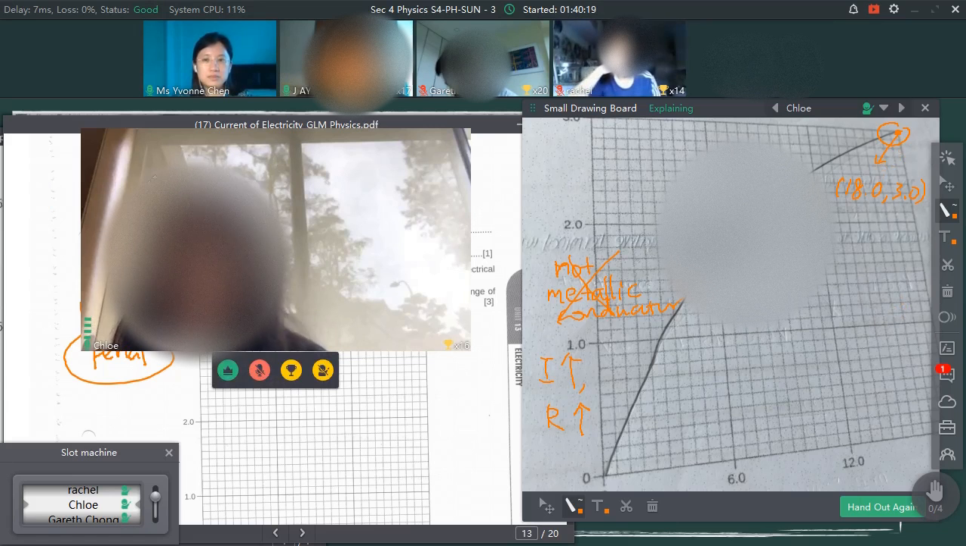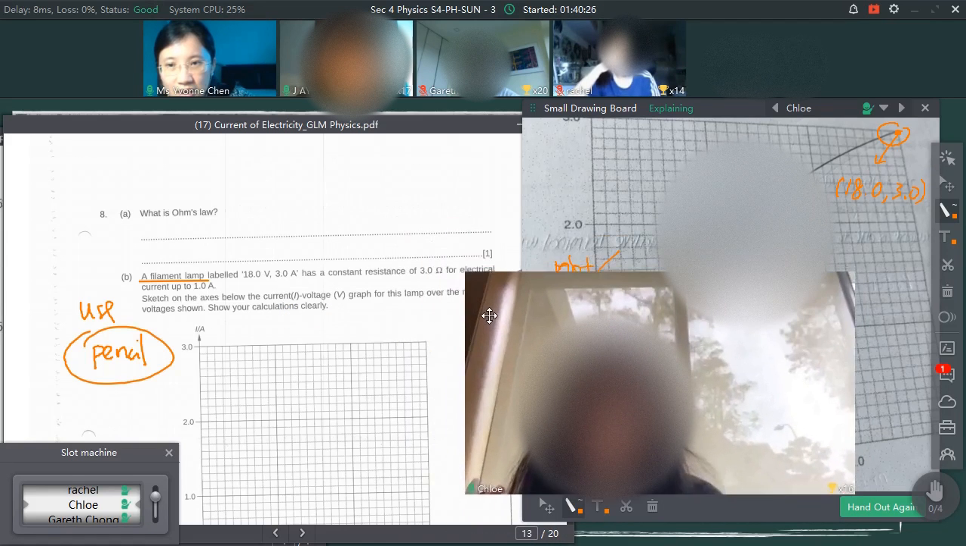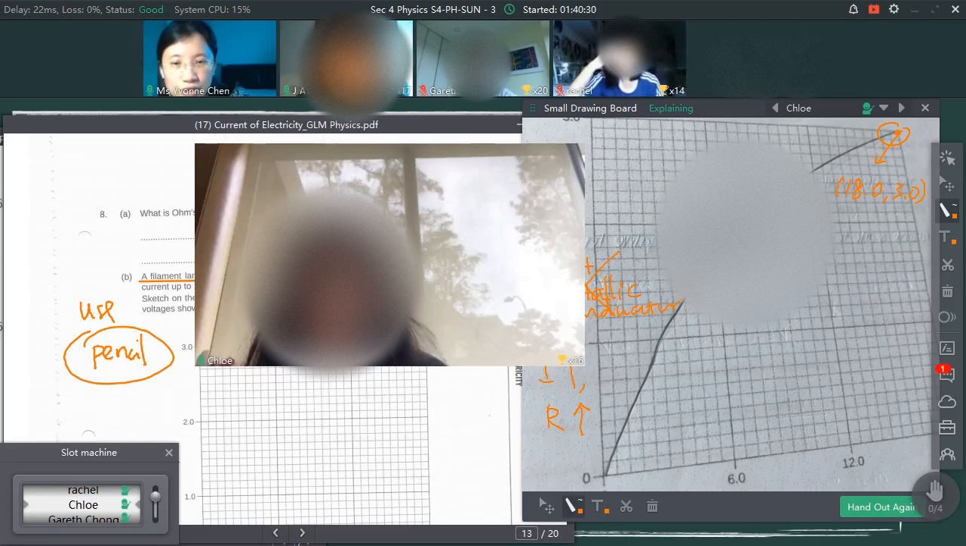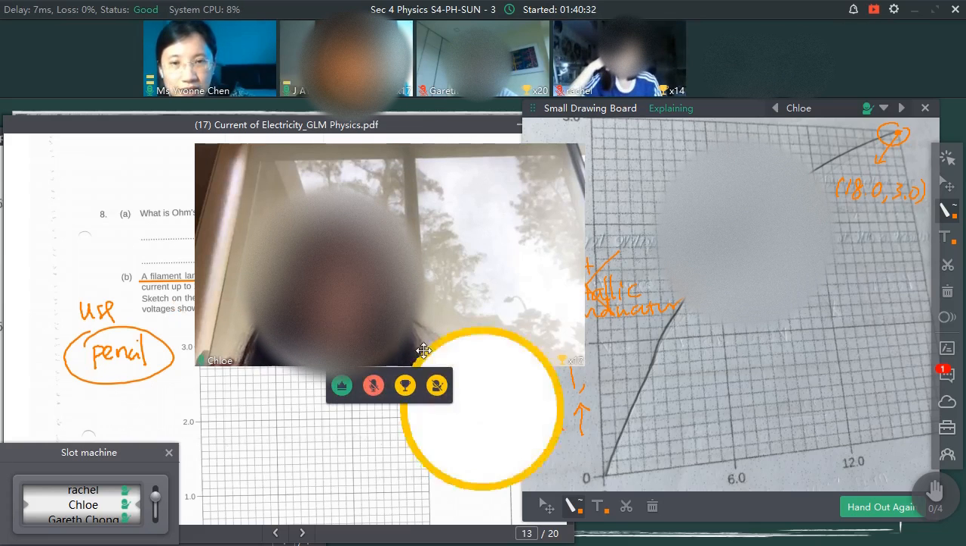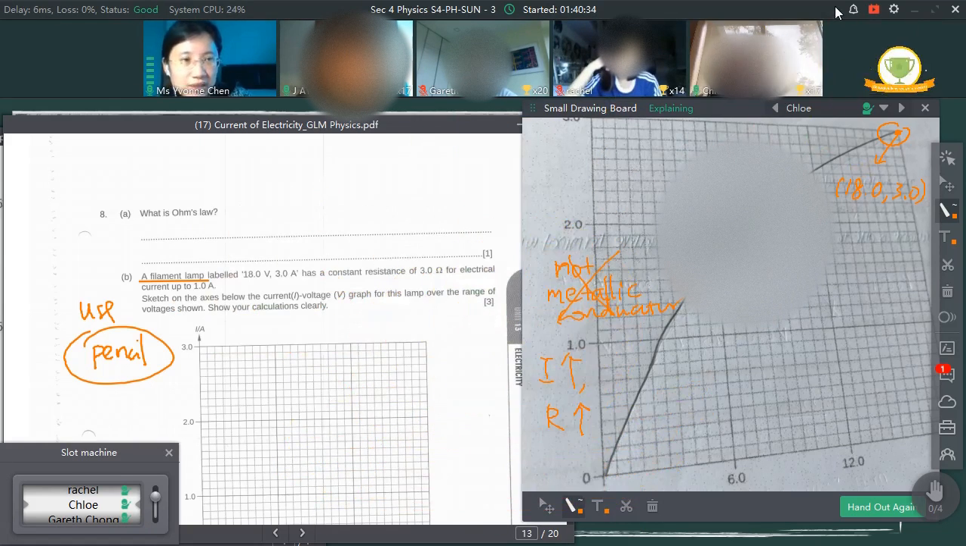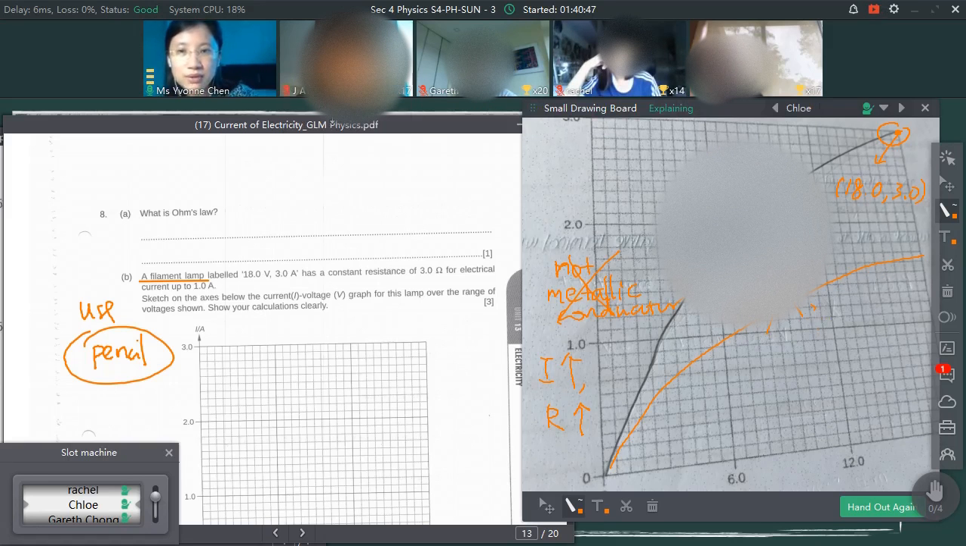Because the question said so. Yes, because the question clearly stated it. Thank you, Chloe. So class, you need to make sure your graph passes through this point as the final point. You cannot have the graph stop halfway. The shape is okay, but we don't accept the answer. This is not acceptable. Understand? Okay, thank you, everyone. We'll continue with the next part now.